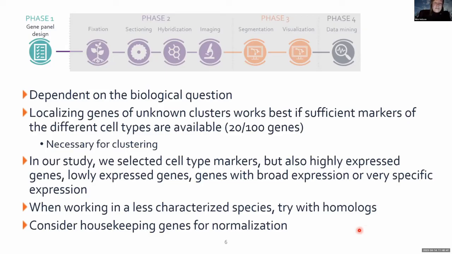And another thing that we now know, or that we now start to realize when we are in the data mining step, is that it might be good for normalization, when you ever want to quantify, to also consider taking along some housekeeping genes. We didn't do this in the past because we were afraid that very highly expressing genes might mask other ones. And now, of course, in hindsight, when we look at data analysis, it might be a handy tool to have a normalizing gene present.